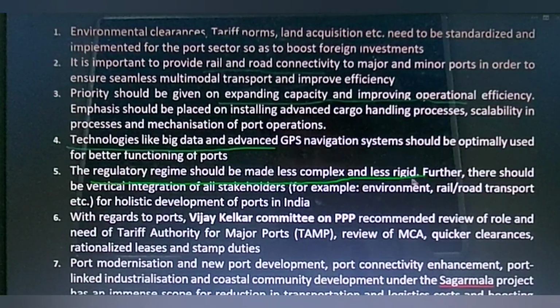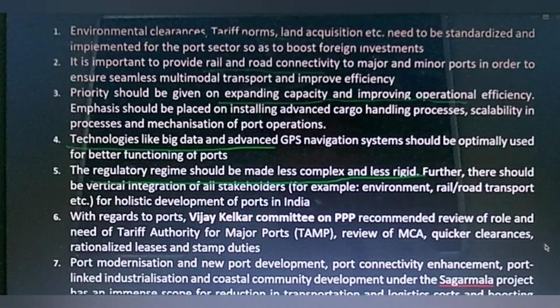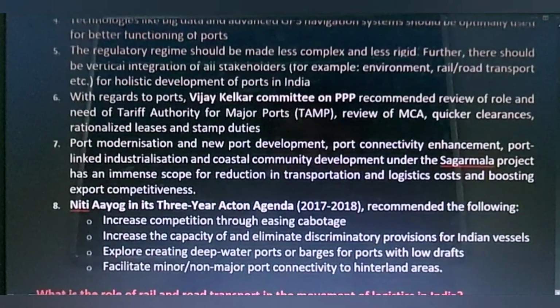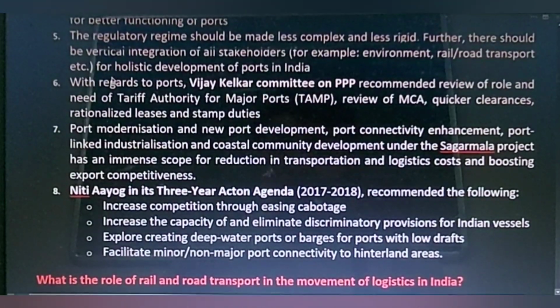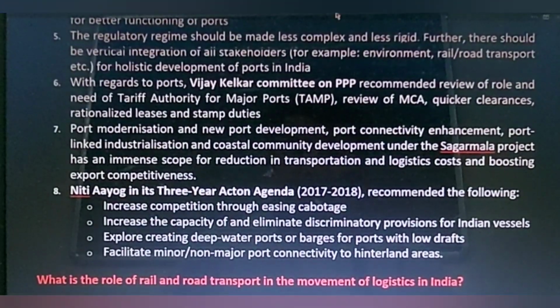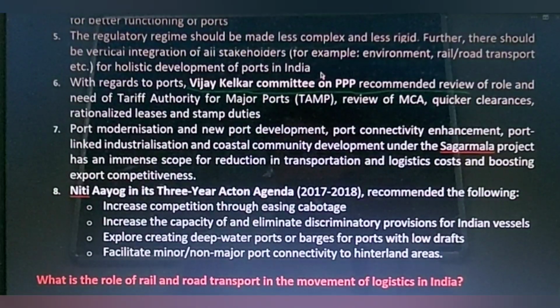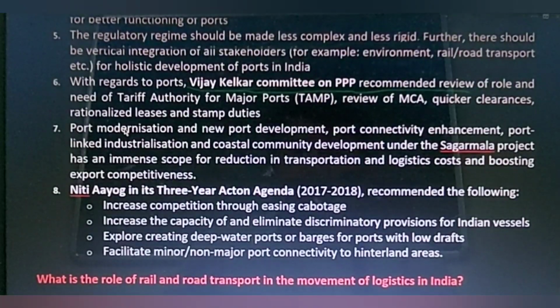That means पोर्ट में जो rules, regulations और formalities हैं, उनको कम से कम, थोड़ा और कम किया जाए. Then with regards to the ports, this Vijay Kelkar committee gave a report on PPP. So इसका ही रिव्यू होना बहुत ज़रूरी है, because this was one of the very important reports given by Mr. Vijay. So this has to be reviewed.